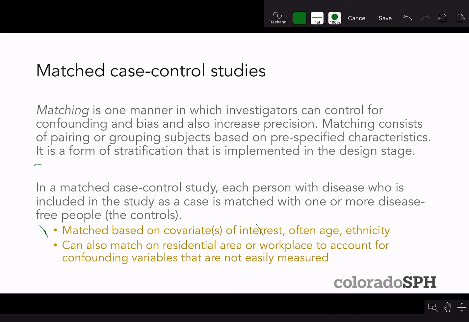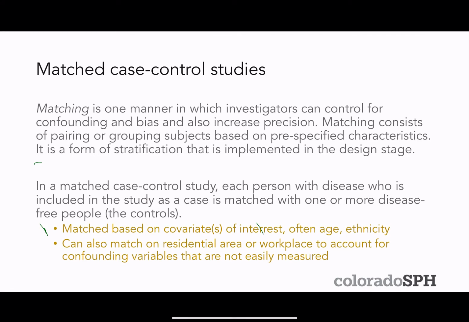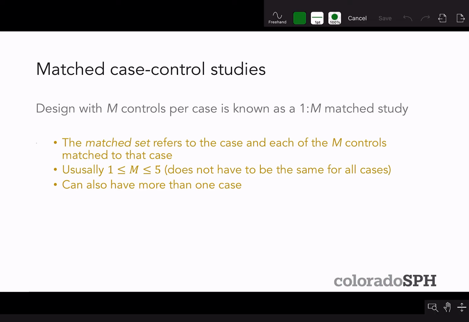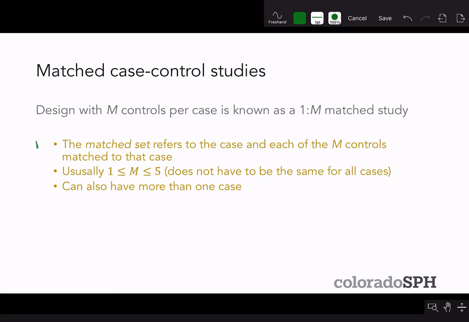And you can also match on residential area or workplace, or other things like that, to account for confounding variables that are not easily measured. A design with M controls per case is known as a 1 to M matched study. And the matched set refers to the case and each of the M controls matched to that case. This is also considered each stratum.